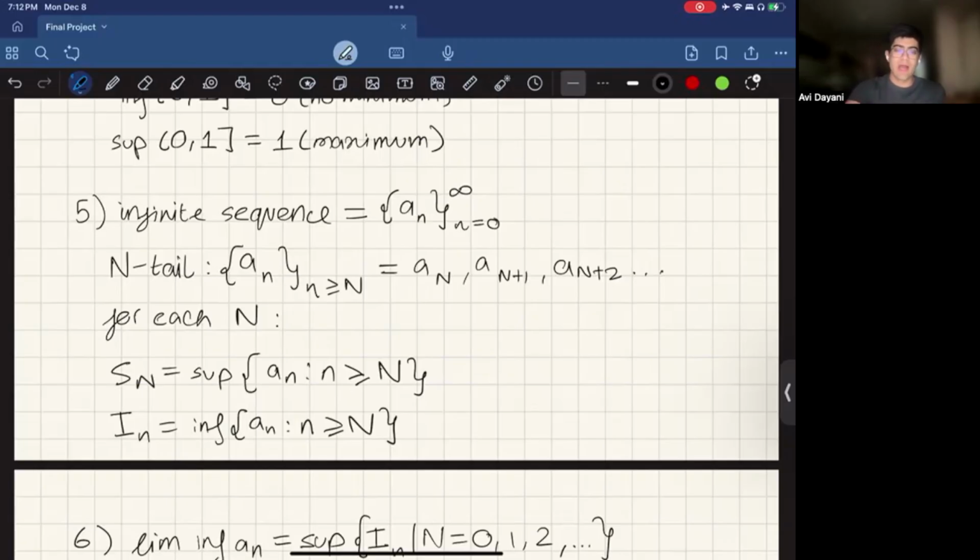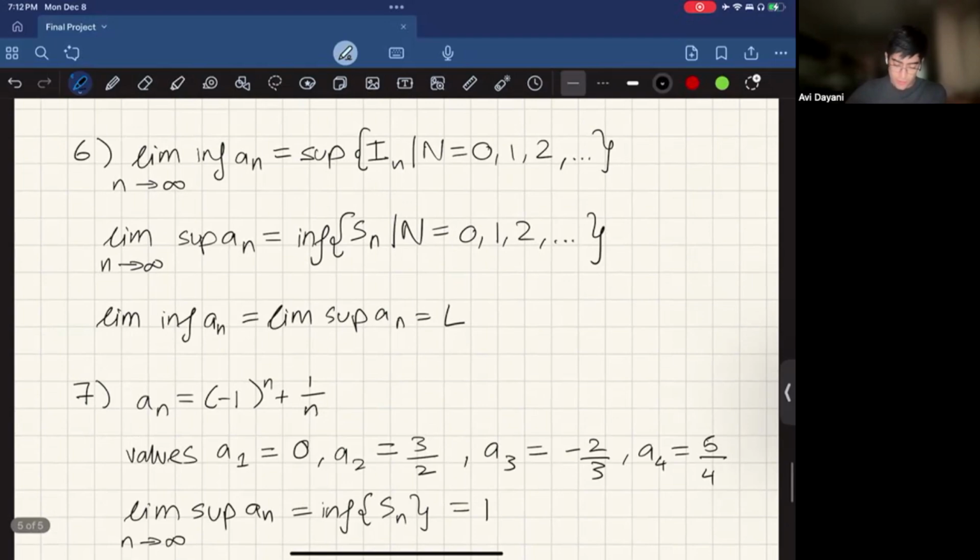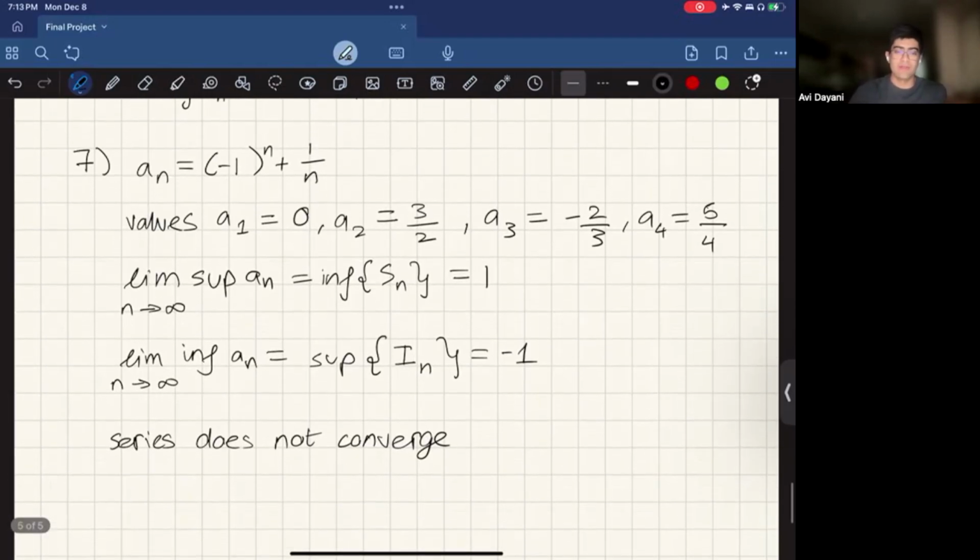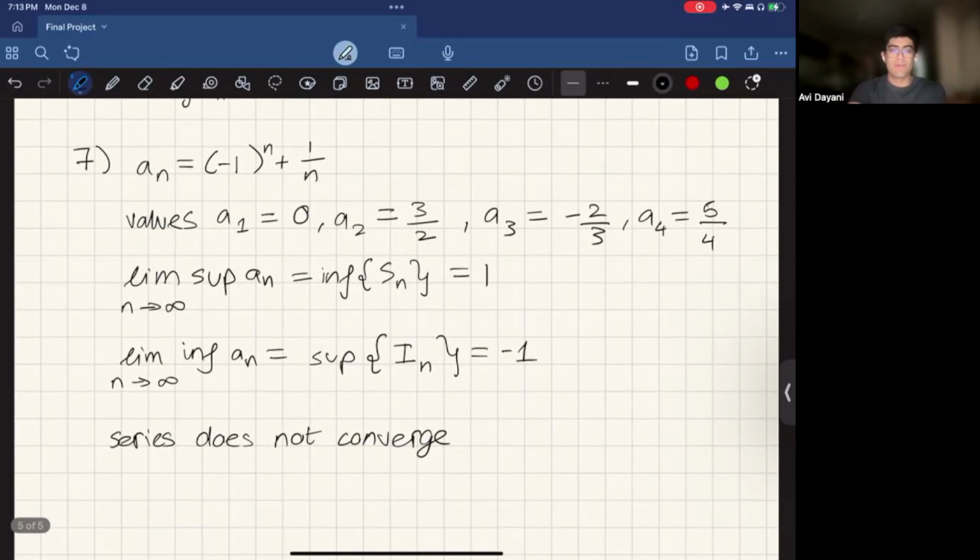Now let's use what we've learned so far to solve our own example, which is over here in point seven. The example sequence is a_n equals (minus 1) raised to the power n plus 1 over n. I've written out the values for a1, a2, a3, and a4.